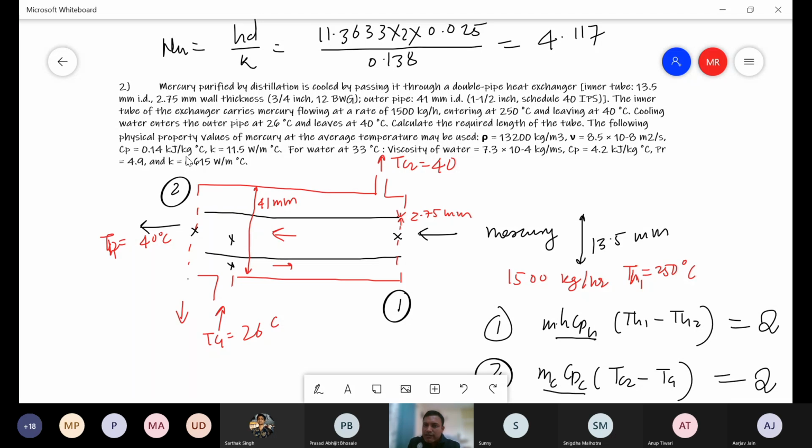So remember in the last tutorial also we have discussed this. If you look at the problem statement itself, the hot fluid is entering at 250 degrees Celsius and leaving at 40 degrees Celsius. Okay, and at the same time the cold fluid is entering at 26 degrees Celsius and leaves at 40 degrees Celsius. So that means the outlet temperature of the cold fluid and the outlet temperature of the hot fluid are both the same. Can I have this type of temperatures when I'm using the co-current flow?